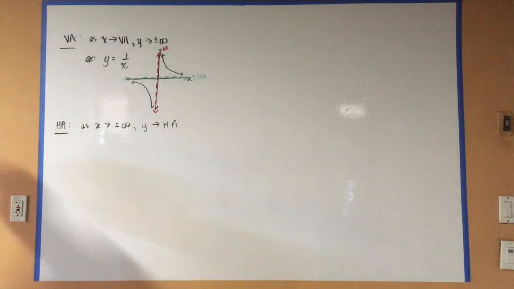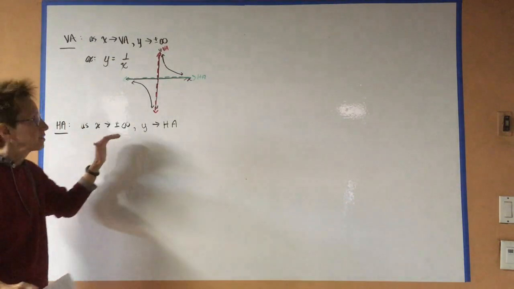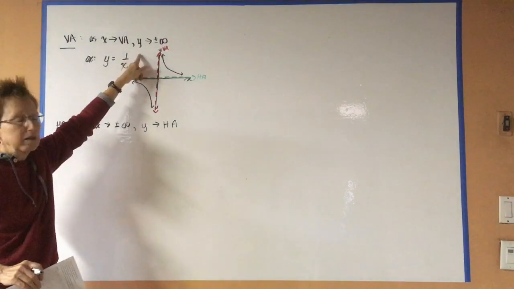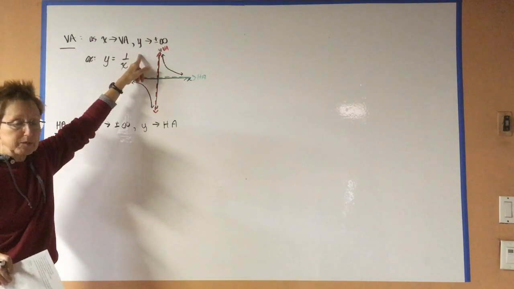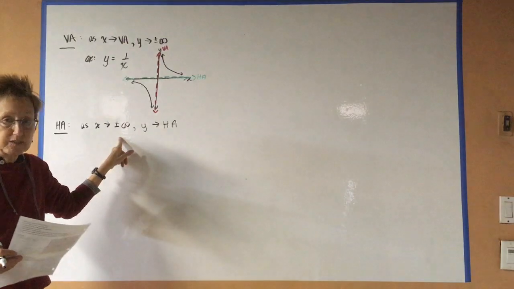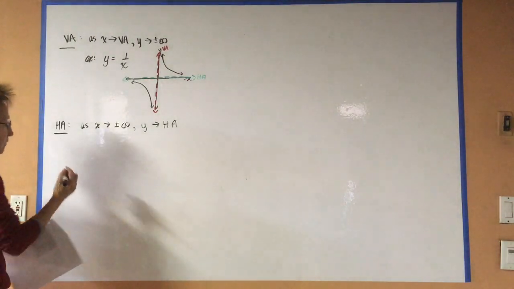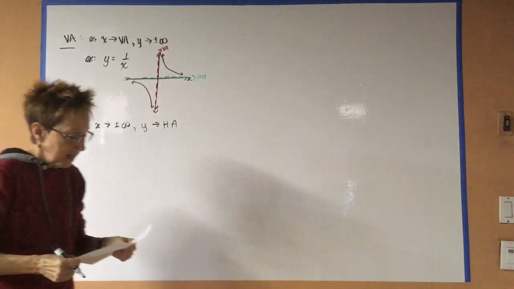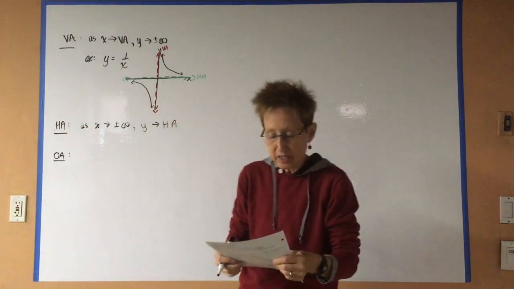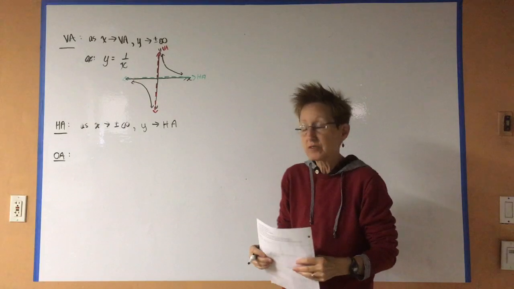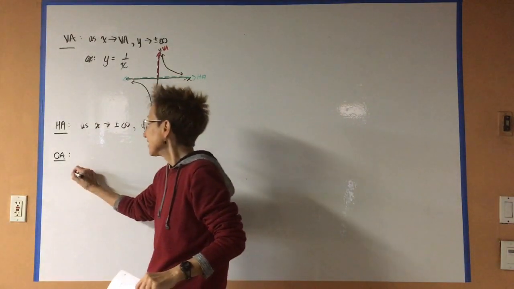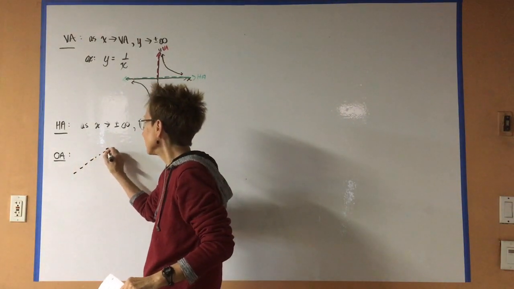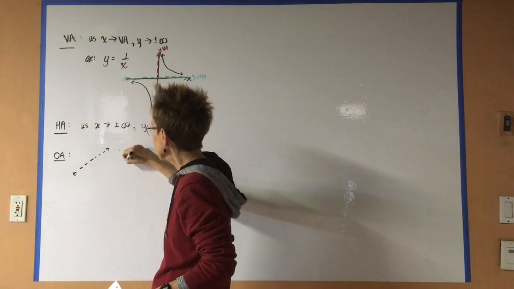Again, for horizontal asymptotes, sometimes the graph can cross them. Never will the graph cross a vertical asymptote. Sometimes it will cross a horizontal asymptote. There's one other type of asymptote, and it is an oblique asymptote. And an oblique asymptote is just a non-vertical or non-horizontal line. In other words, it's a line that has a tilt that isn't vertical or isn't horizontal.